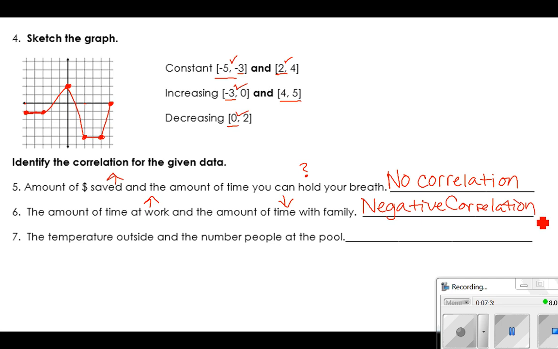And then finally, the temperature outside, if that increases, that means it's getting hot. So the number of people at the pool will increase also. And so that would be a positive correlation.